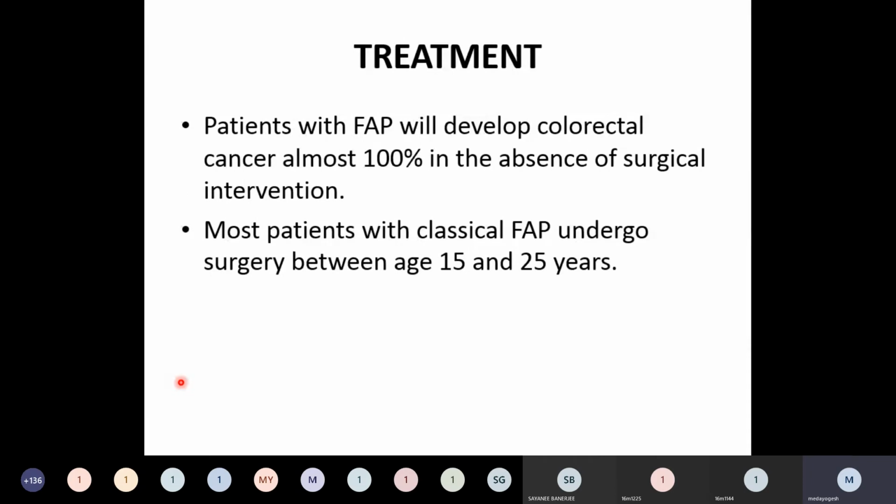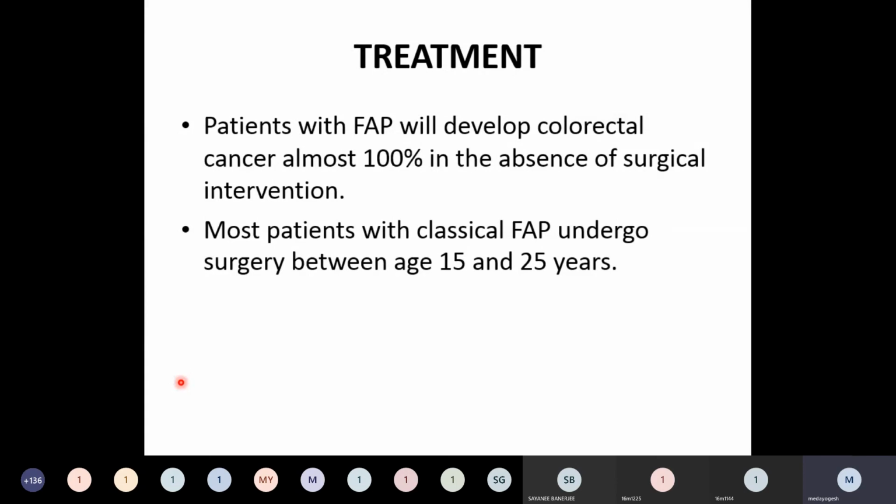Coming to the treatment, we have to remember one point here: if the patient has FAP and it is proved, there is a 100% chance that the patient will develop colorectal cancer if surgical intervention is not done. So that has to be kept in mind. Even if there is just one polyp because of APC mutation, the treatment has to be aggressive and at an early stage, because these patients are usually between 15 and 25 years of age. So they have quite a long lifespan left.